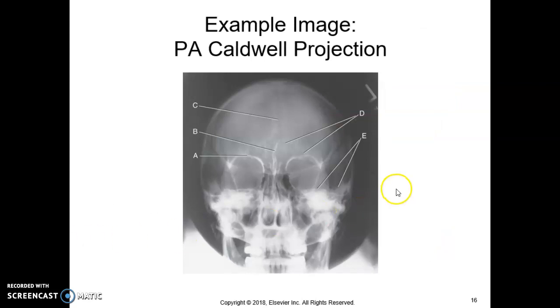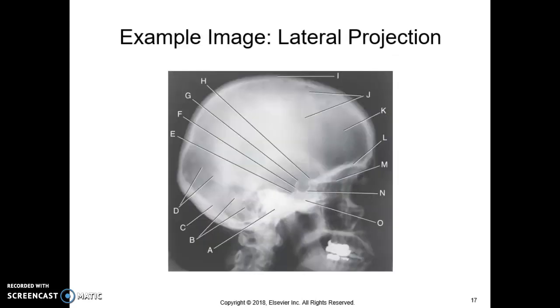So here's an X-ray. This is a Caldwell projection, and there are some letters here, and this image is in your textbook. So just make sure that you review it. I'm not going to give you the answers, so make sure that you read the section in the textbook that refers to the anatomy of the skull. And make sure that you are getting familiar with how to identify these structures.